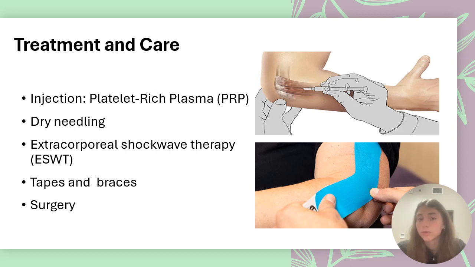So here are some treatments for tennis elbow. Treatment for tennis elbow depends upon the severity of your pain, but may include injections. Platelet-rich plasma is injected into the tendon. Dry needling: a small needle is inserted into the damaged tendon in various parts of the affected area.